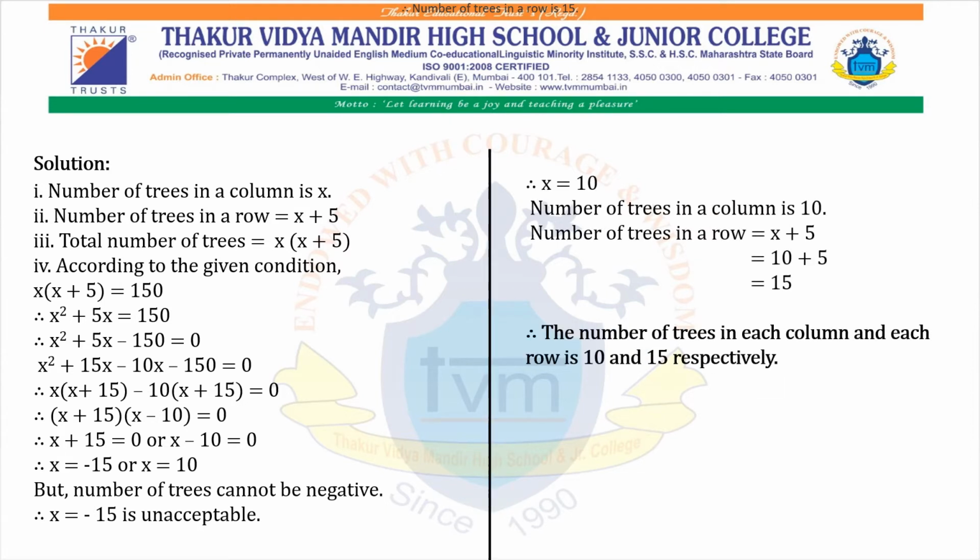So, number of trees in a column is 10. Number of trees in a row, that is 10 plus 5, is equal to 15. Therefore, the number of trees in each column and each row is 10 and 15 respectively.